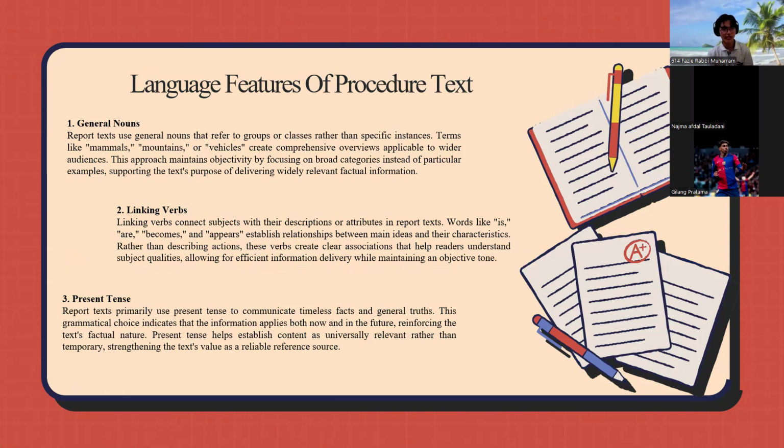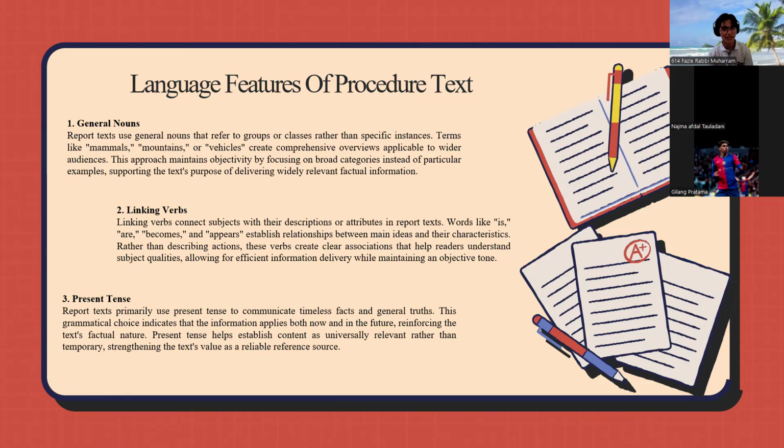Language features of procedure text. First, general nouns. Report text uses general nouns that refer to groups or classes rather than specific instances. Terms like mammals, mountains, or pistols create comprehensive overviews applicable to a wider audience. This approach maintains objectivity by focusing on broad categories instead of particular examples, supporting the text's purpose and delivering widely relevant functional information.